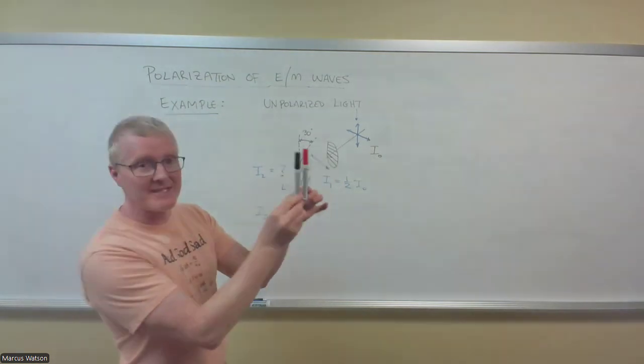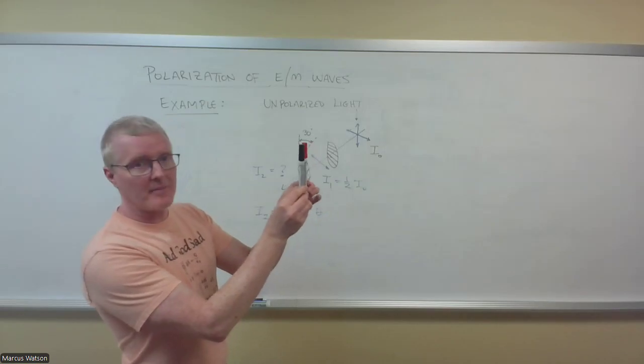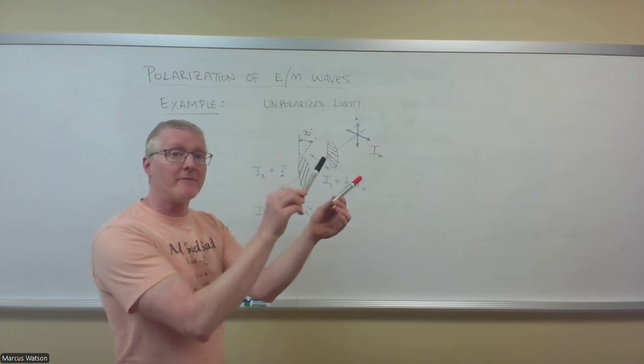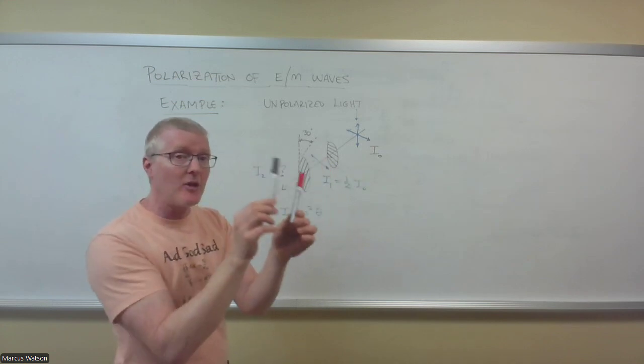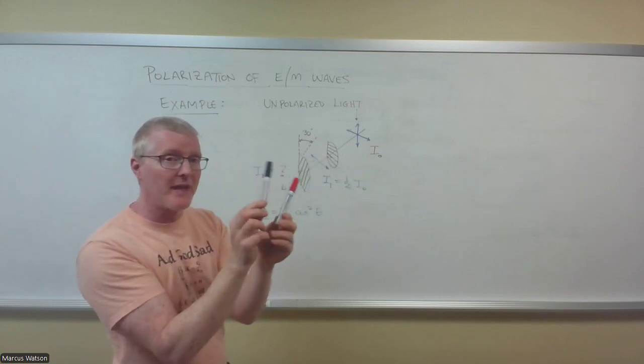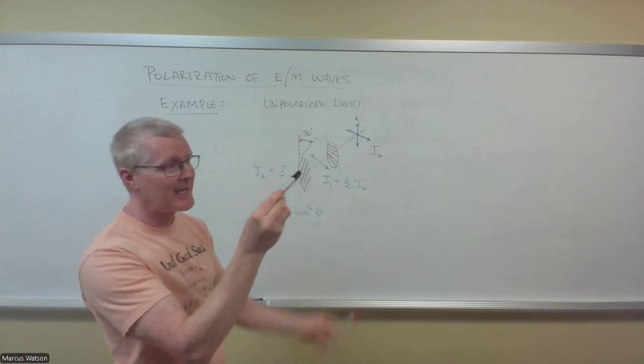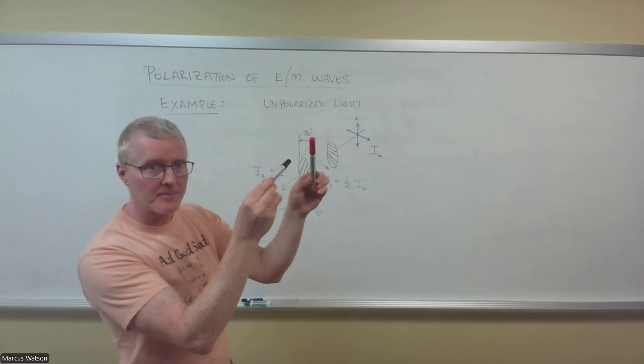The angle should be 0, right? If they're lined up, no matter if they're this way or that way or whatever, the angle between the two is 0, and that's what theta is getting at. It's the relative angle between the incoming polarized light and the Polaroid filter, okay?